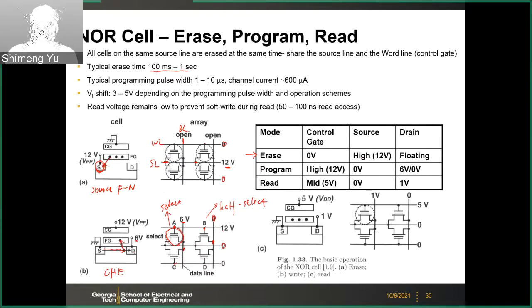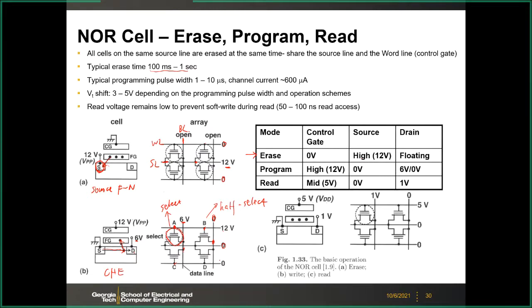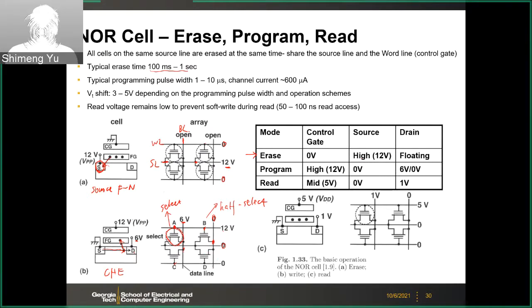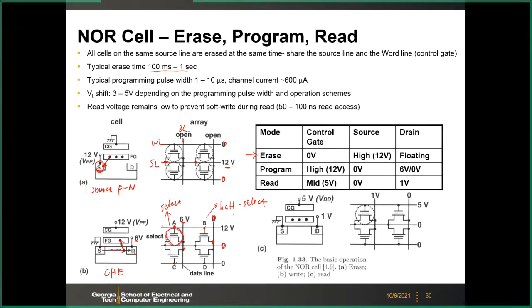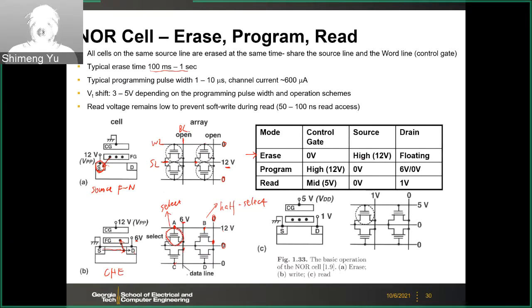So in this case, cell C may suffer from the disturb for the erase. And cell D, in this case, will be fine because all the terminals will be 0. So cell D will not have any issue. To summarize, the cells along the same word line or the same bit line are so-called half select, because they will have either a high word line voltage or high bit line voltage. They won't be programmed. However, they may suffer from the disturb. Disturb means that their threshold voltage may change a little bit.